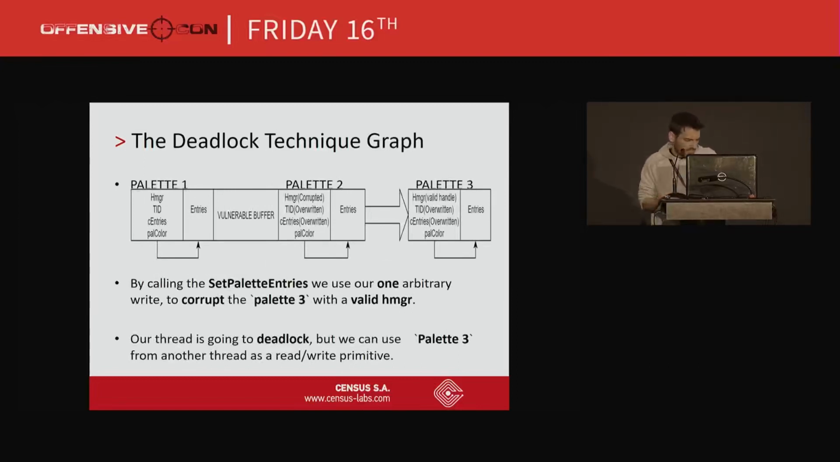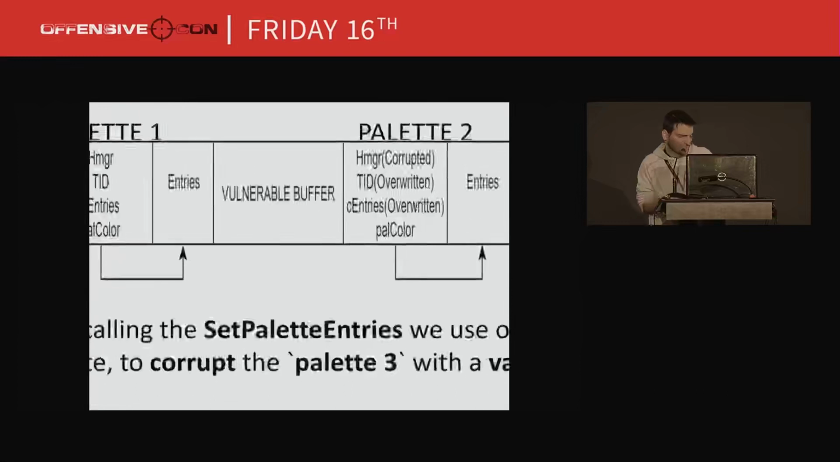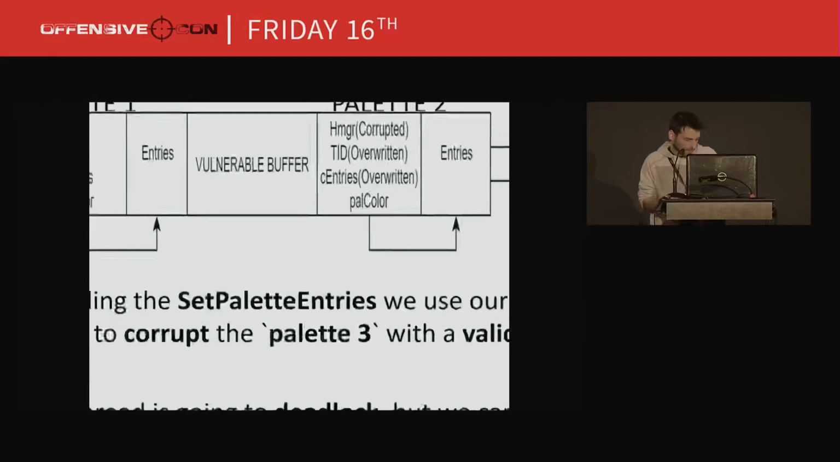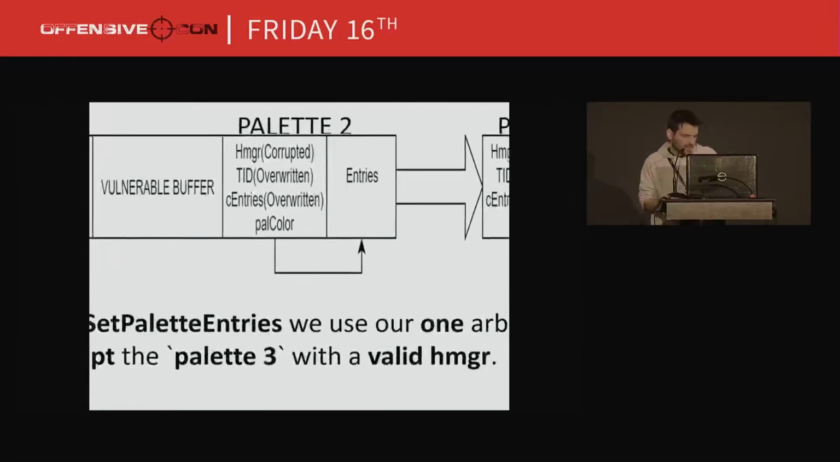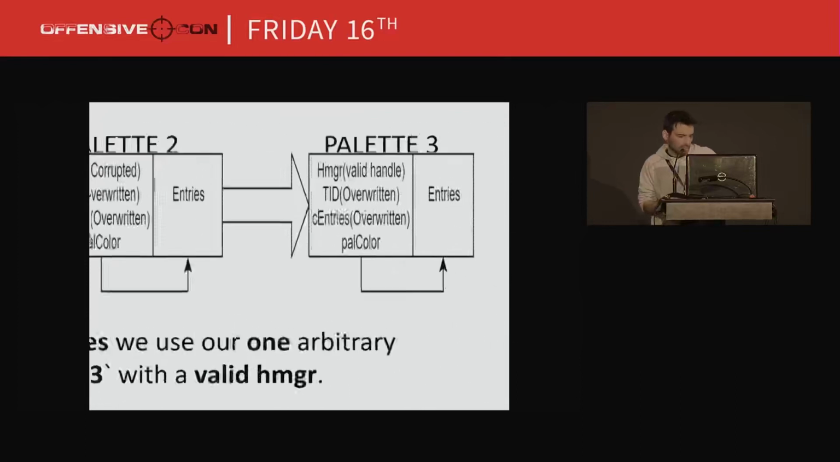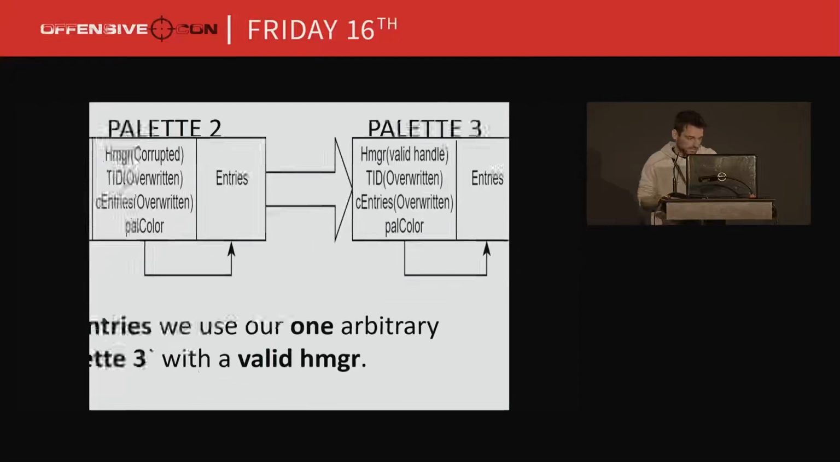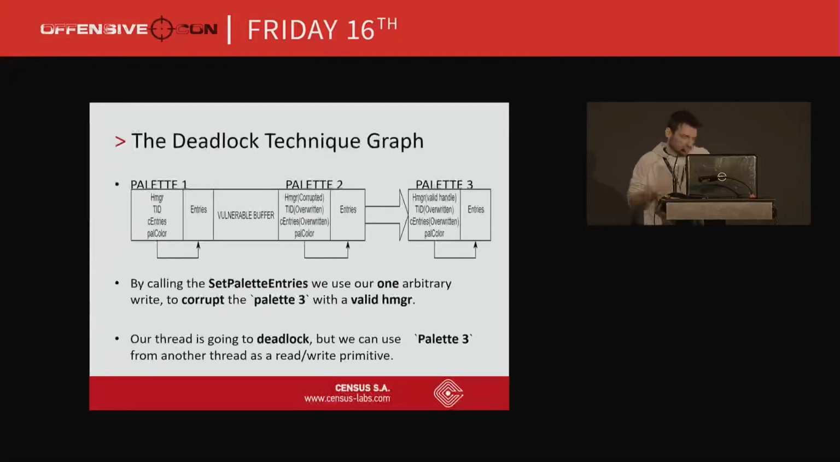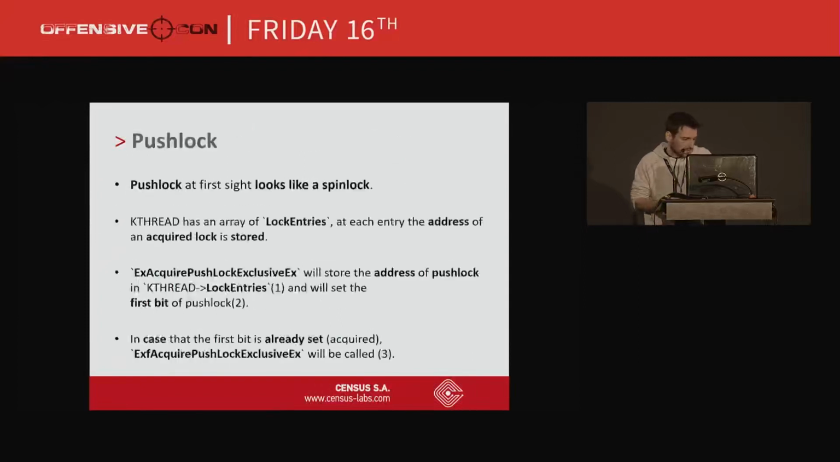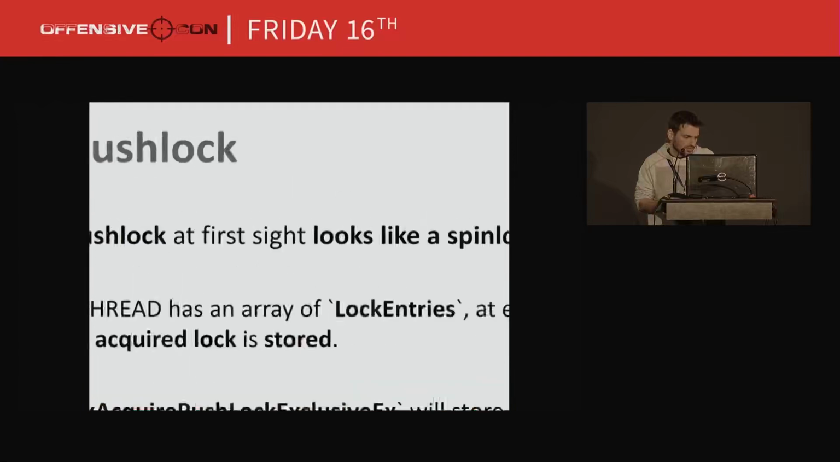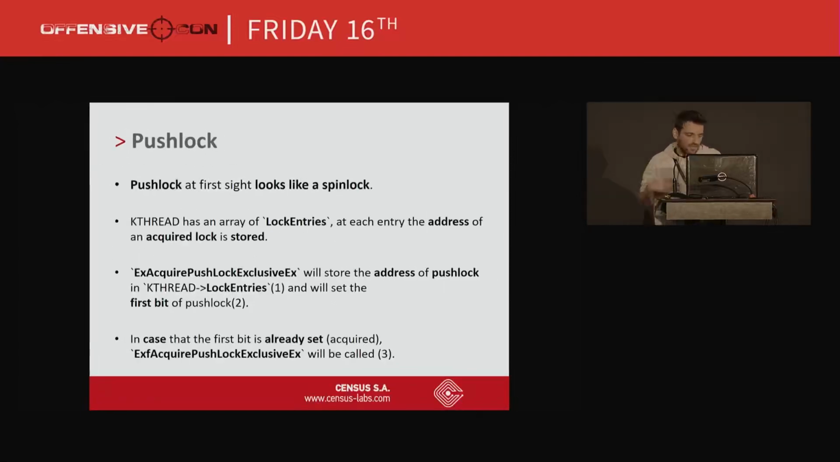So here's a graph to make things clearer. As we can see from palette 2, we call the set palette entries, and we actually overwrite palette 3, which is the next object in the heap, with a valid handle this time. But our first thread deadlocks here in the set entries. So in order to understand how to solve this problem, we should take a deeper look at the push locks, how the push locks work.